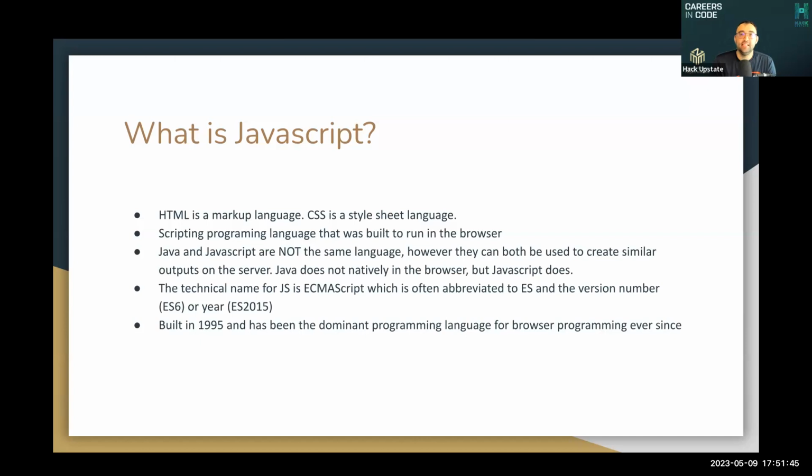You also may see some documentation, especially very technical documentation, that calls it ECMA script or ECMAScript. That is technically the name of JavaScript. JavaScript is kind of like the accepted language that everyone calls it, but under the hood, the technical name for it is ECMAScript. And you may even see that abbreviated down to ES and the version number. So ES6 or ES 2015. They both are referring to the same thing. One's just the version, one's the year that version came out.